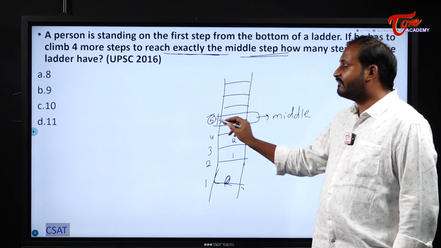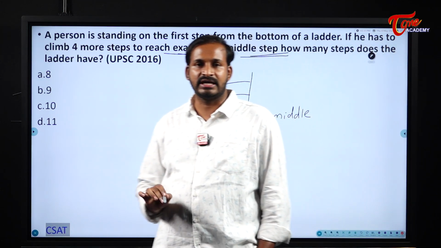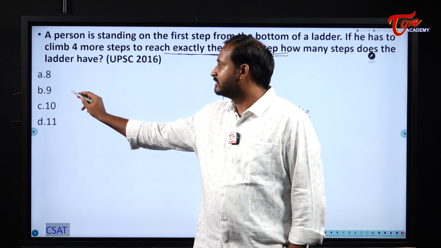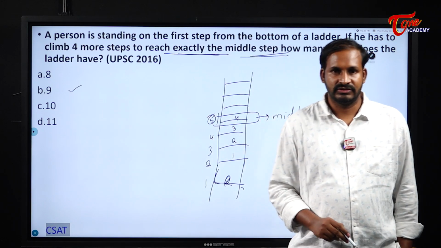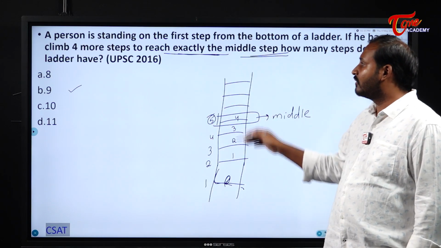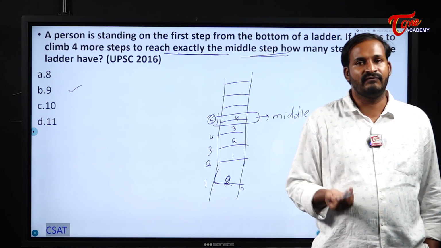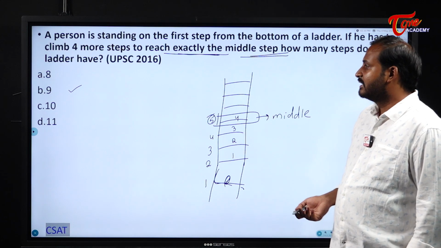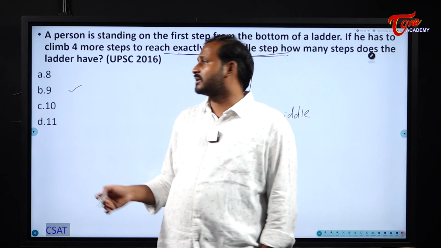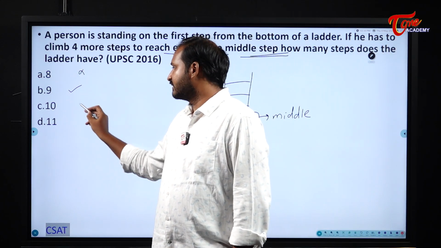That means if fifth is middle, now tell me how many numbers are possible? Definitely 9. It is a very simple question. So in that ladder we will have overall 9 steps. Why? Because in 9 only the middle one will become 5. That is very clear. See here students, with common sense also we can avoid this 8th and 10th one.